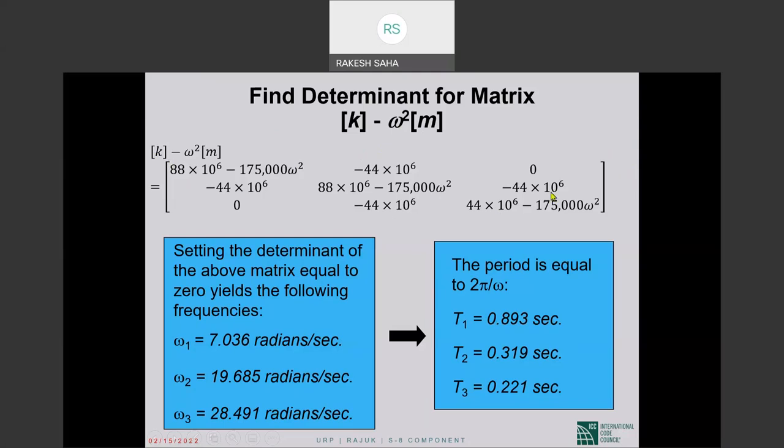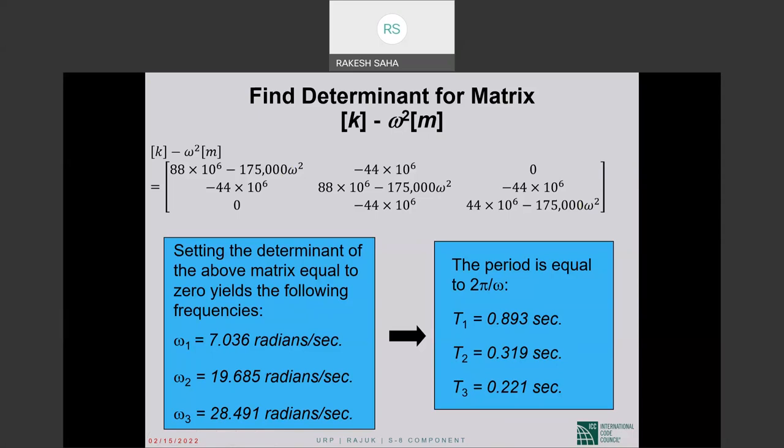If we take the determinant of that matrix and set it equal to 0, we can solve for values of omega. Since there are 3 equations, there are 3 values of omega that we will get.